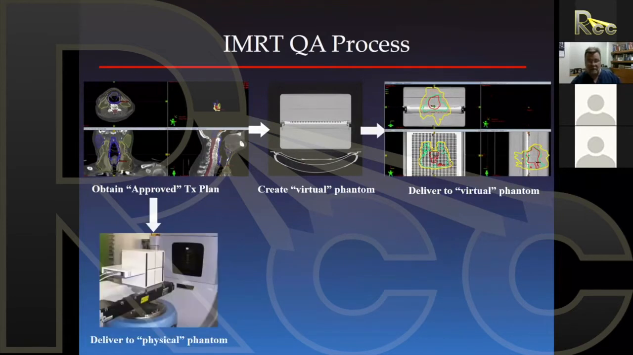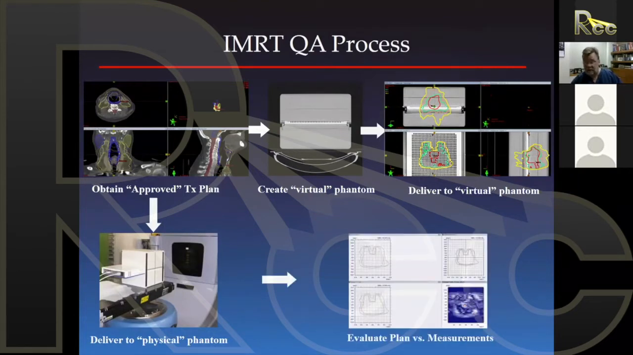Then we take that same phantom system and irradiate it exactly like we're going to irradiate the patient. We can then evaluate the measured versus planned dose distributions and apply whatever tolerances we have come up with. All right. And then we can say, yes, this plan is deliverable to the patient, or no, this plan is not deliverable to the patient.